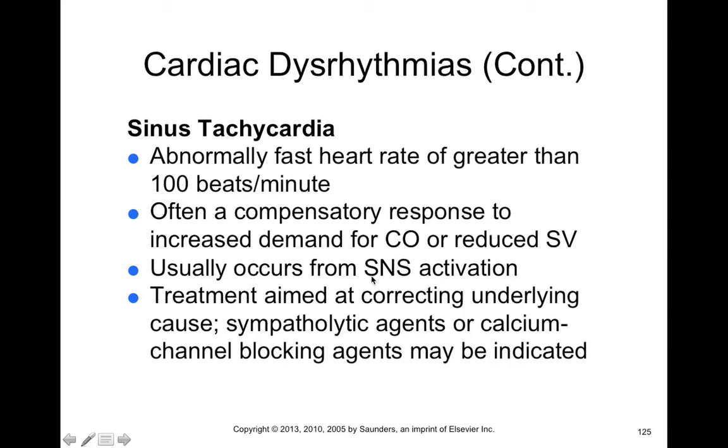Now, this usually occurs from abnormal activation of the sympathetic nervous system. So too much sympathetic nervous system activation can take your heart rate above the normal resting range, above 100 beats per minute, which would be defined as sinus tachycardia.